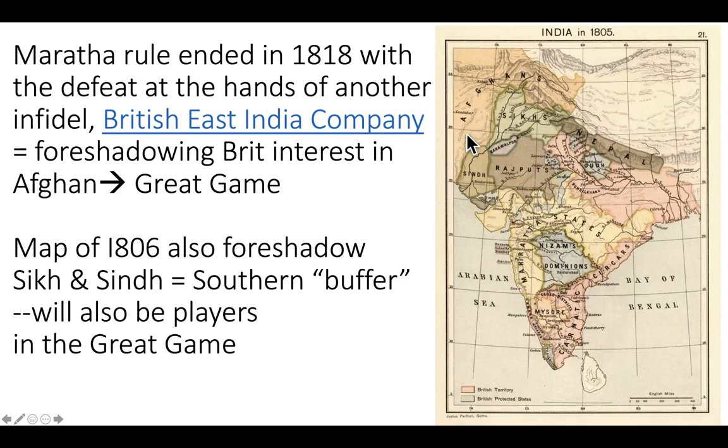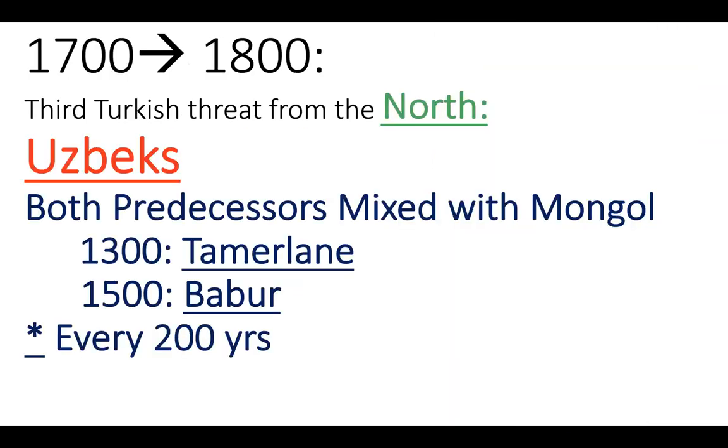But notice something about Afghanistan. It now is on the map because we're up to 1806 and something has happened back in Afghanistan, in Kandahar in particular. And let's see what that is. But first we've got to deal with the threat from the north. And that in the 1700s is the Uzbeks.